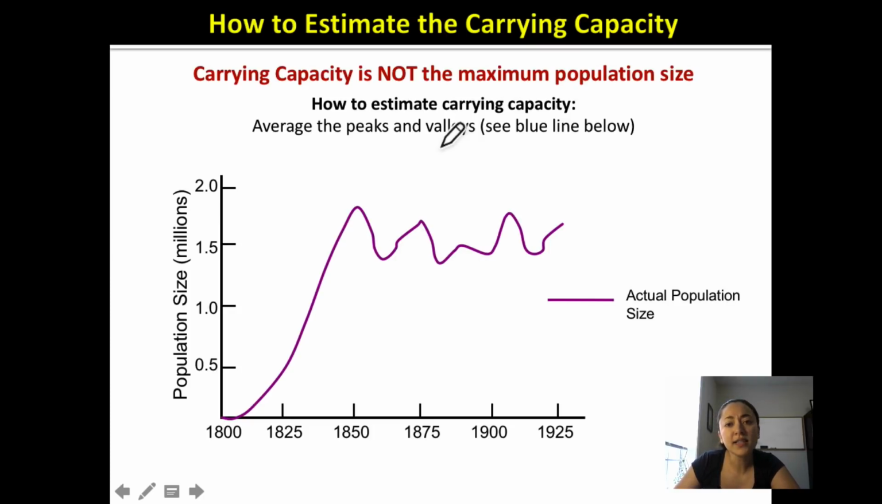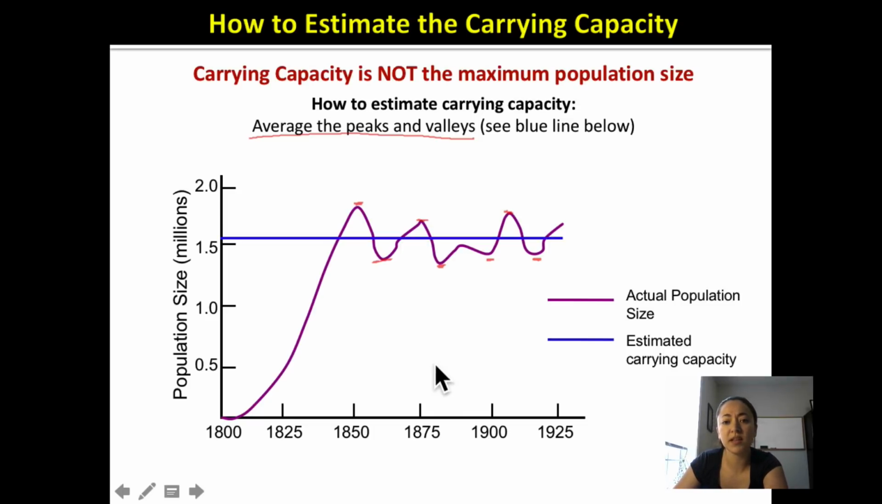So if we wanted to estimate the carrying capacity of a population, we want to average all the peaks and the valleys once the population begins to plateau. So for example, here's the peaks, right? Here's the valleys that we're seeing here. And you want to estimate the population size that is between all these peaks and valleys.